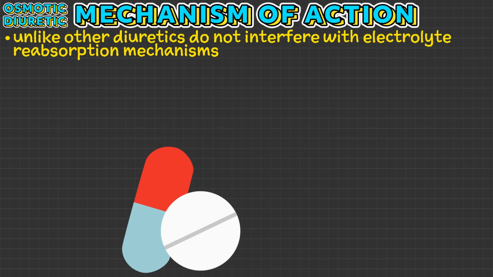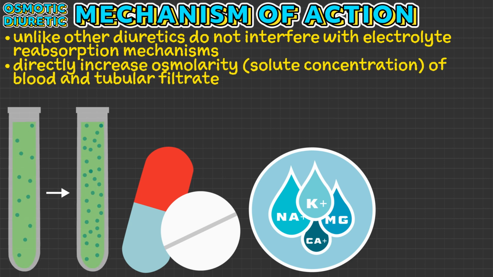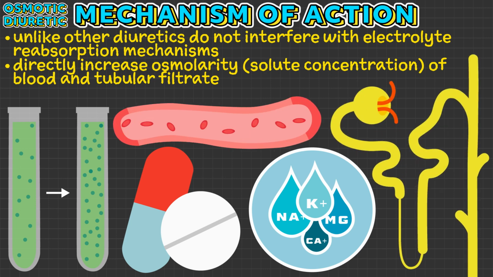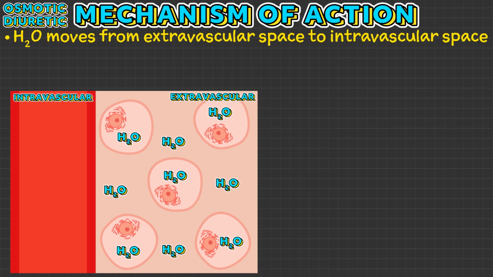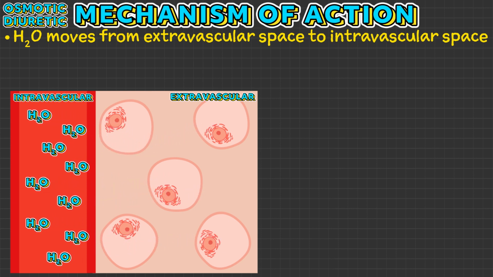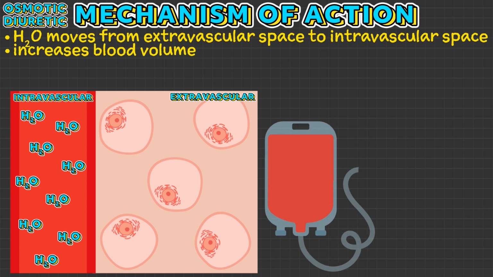Unlike other diuretics, osmotic diuretics do not interfere with electrolyte reabsorption mechanisms within the kidney. Instead, they directly increase the osmolarity or solute concentration within the blood and tubular filtrate of the nephron, or functional unit of the kidney. This results in a strong osmotic gradient, causing water to move from the extravascular space, or outside the blood vessel, to the intravascular space, or inside the blood vessel, increasing blood volume.